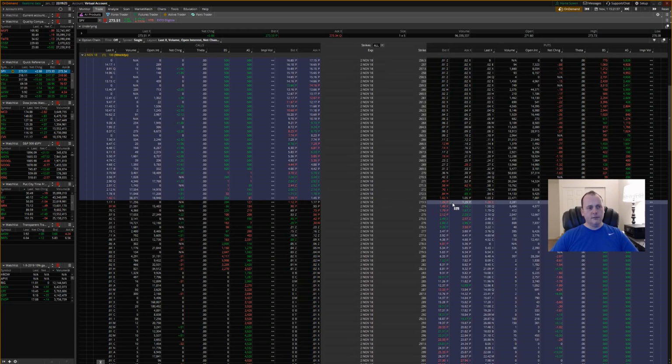Same is true over here. So for this one, for instance, $273.50, if this price dropped and broke $273, then this whole layer would turn this purple color. So that's kind of how this all works right here.